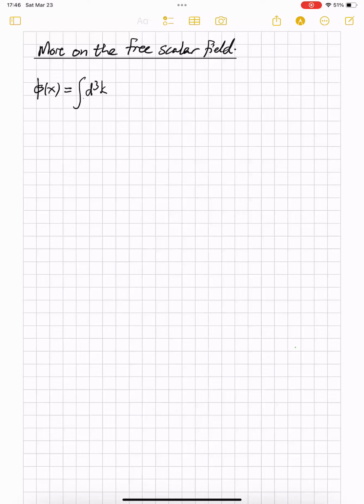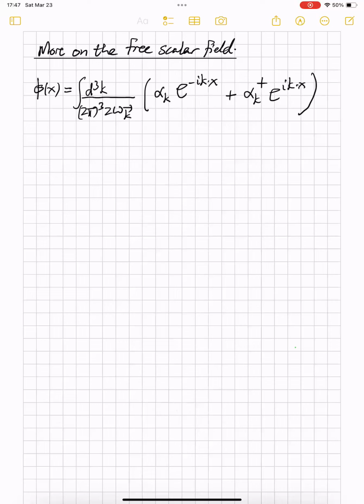So this is given by an integral, d^3k over (2π)^3 2ω_k. So that's the Lorentz invariant integration measure. Then we have our Lorentz invariant oscillator, α_k. It is multiplied by e^(-ik·x) plus α_k† e^(ik·x). This really is the central formula. So it would be very good if you're getting familiar with this to the point where you can write it down without looking at the notes.